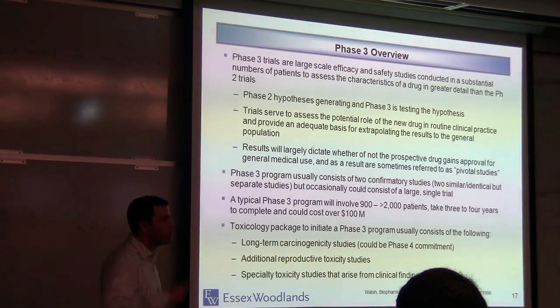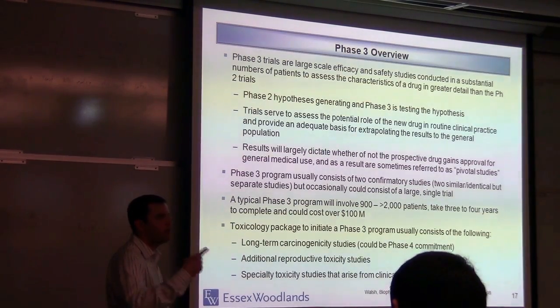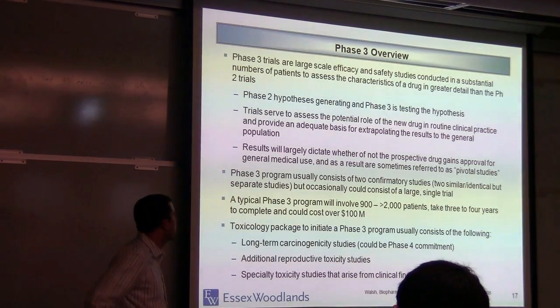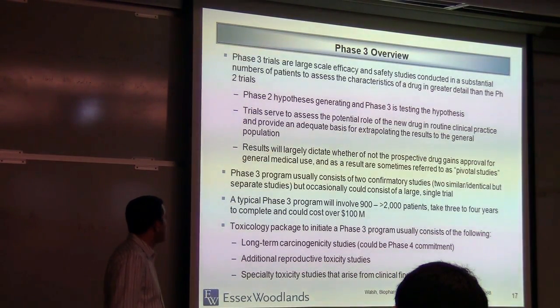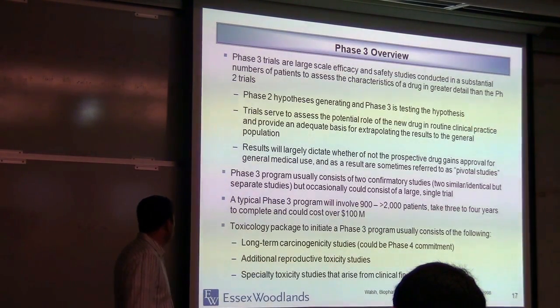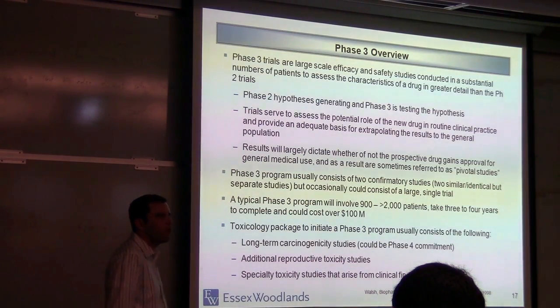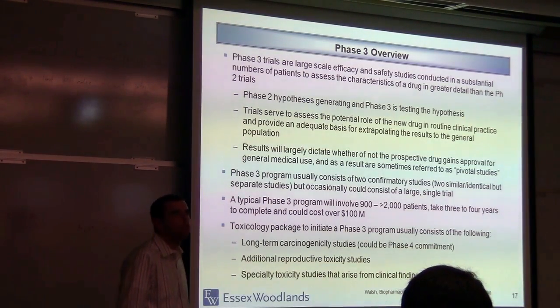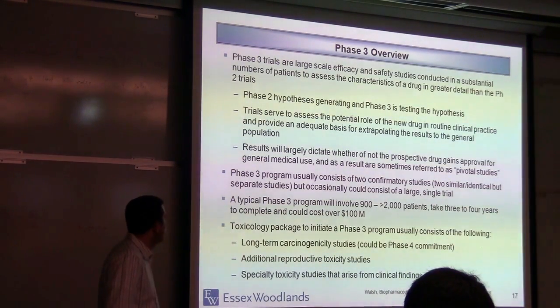In the background of all this, your CMC work is continuing. You're scaling up to higher and higher amounts of being able to produce drug product. And your toxicology package to initiate phase 3 could have required long-term carcinogenicity studies. Could be a phase 4 commitment, but if they wanted it phase 3, now you're looking at 2-year toxicology studies in 2 species. Very expensive studies.